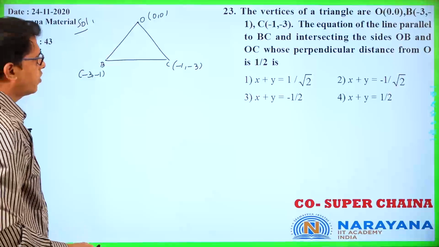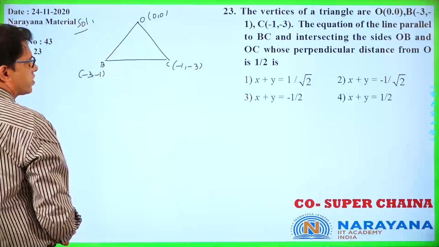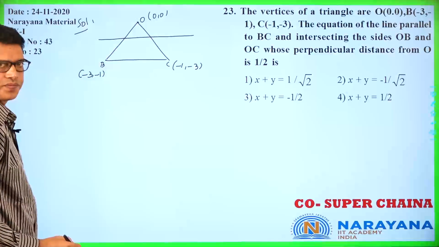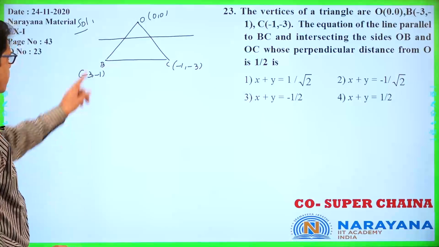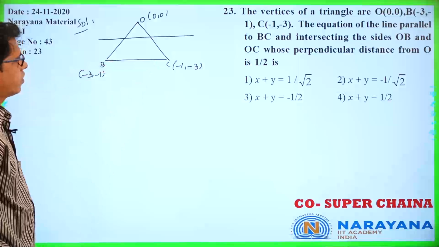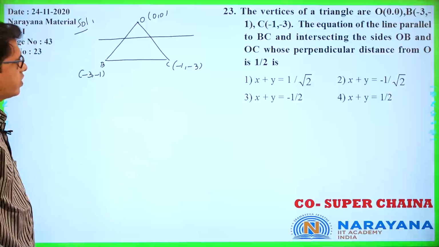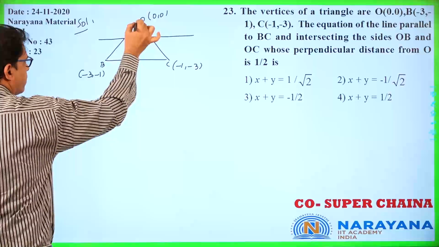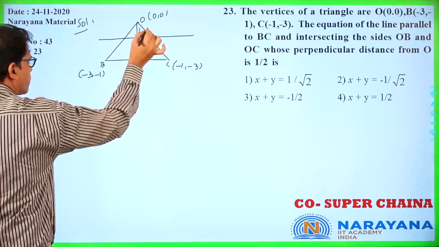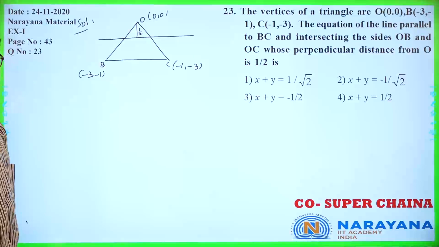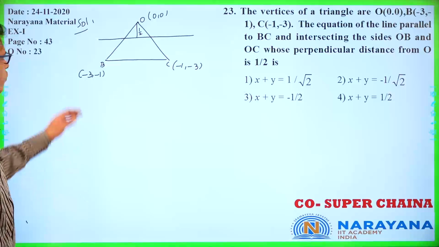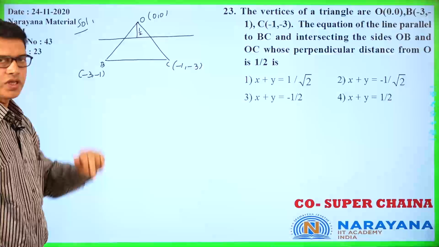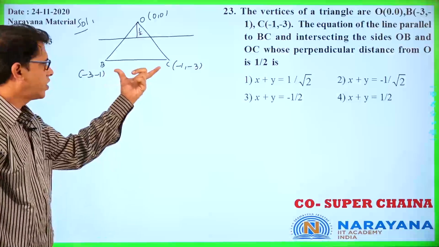Now the equation of the line parallel to BC. It is intersecting OB and OC, means here somewhere, and parallel to this one. Then we have to find the equation of this line. And the perpendicular distance from origin, if you drop the perpendicular, this length is given as half. That is the given data. Now to find the equation, slope is required, or find the equation of BC.